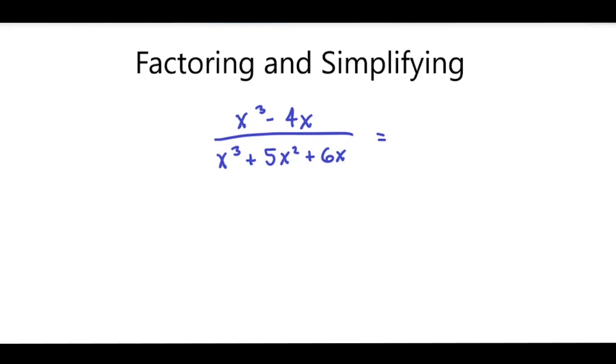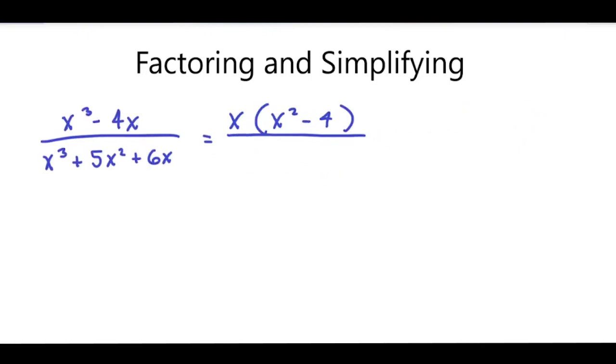And I realize right away that there is an x in each term, and the lowest power that I see is x to the first, so I will factor out an x. And when I factor out an x out of each term, I'm left with x squared minus 4. So I'll slide that over a little bit.